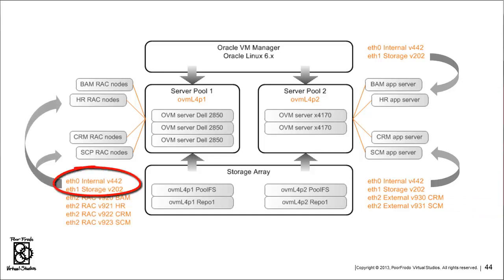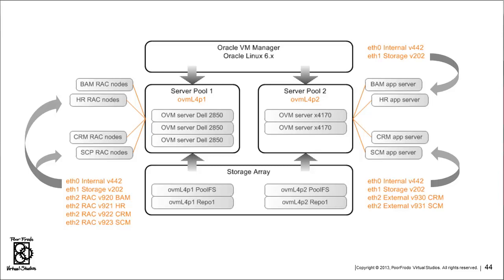The virtual machines running on server pool 1 will have the same ETH0 and ETH1 interface using VLAN 442 and VLAN 202 as all the other virtual machines. So every virtual machine in all server pools has the same exact NetFront interfaces, with ETH0 as the internal facing front end and ETH1 to access the NFS storage. Now keep in mind that the internal facing network on ETH0 is using VLAN 442 for the virtual machines, while the internal facing network for the Oracle VM servers is using VLAN 200. Certainly not a requirement or a best practice. I'm just trying to illustrate the flexibility of VLANs.